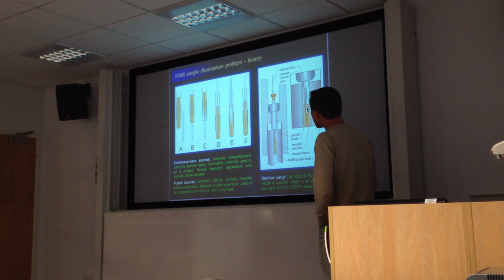Alternatively, if the sample is optically dense, and we'll get back to that point in a moment, you'd want to bring the light a little bit closer to the actual coil region of the sample. But more on that in the next couple of slides.